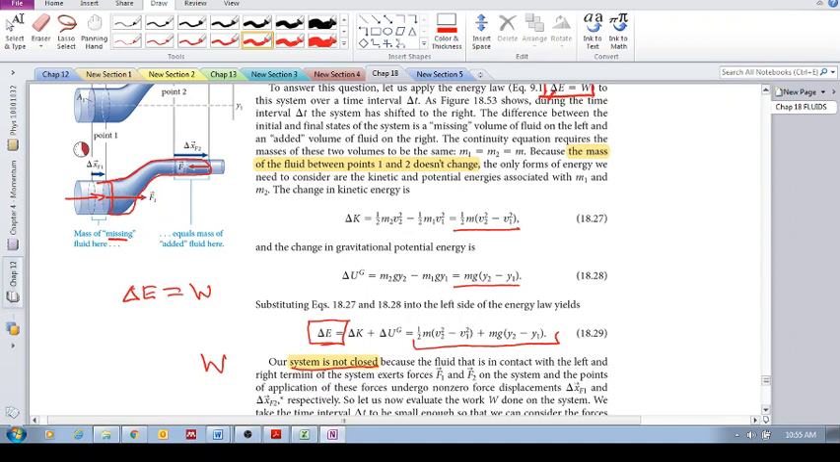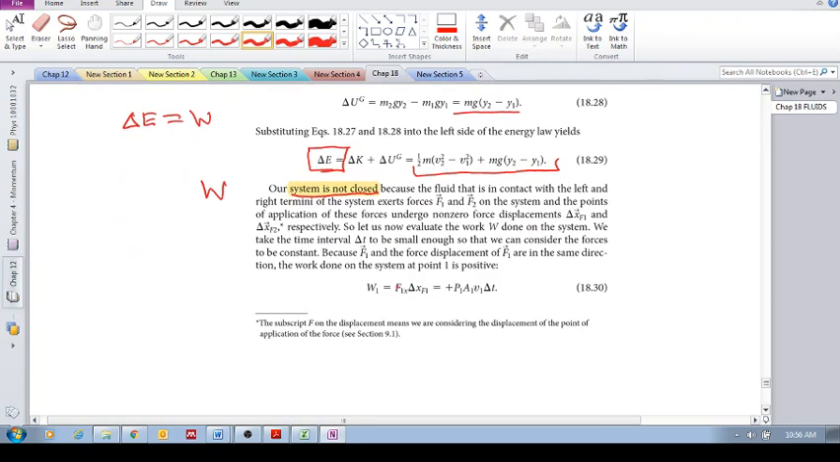Okay, so we have F1 and we have F2, but because these points are displacing, there is a delta x. There's a delta x over there and a delta x there. Both of them are going to the right. Because there's a force and a displacement along the line of action of the force, we will have positive work over here, and here we will have negative work because the force is in the opposite direction of the displacement of the fluid. So that's exactly what I'm saying here.